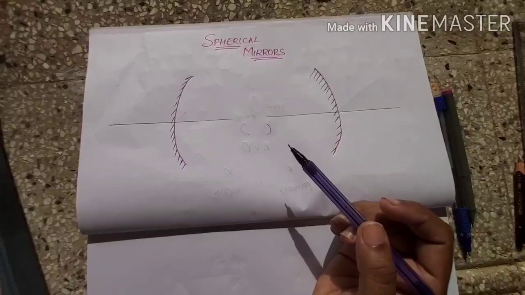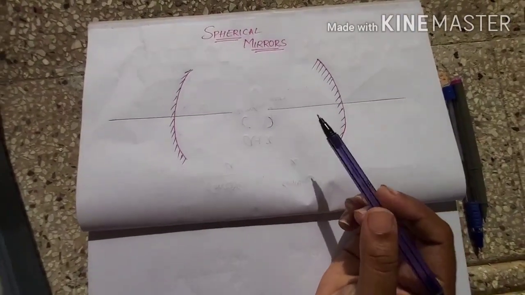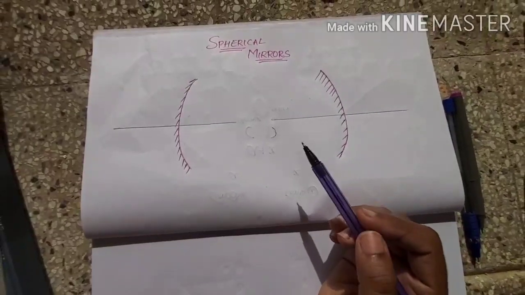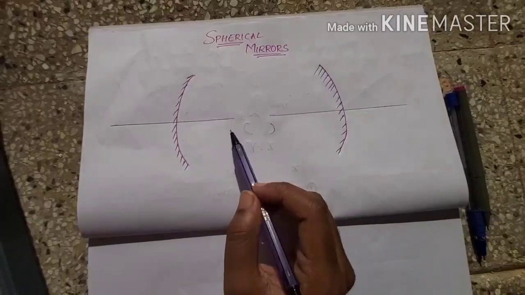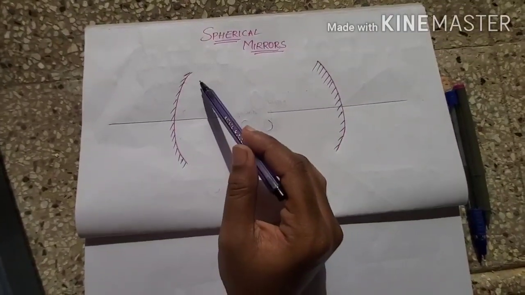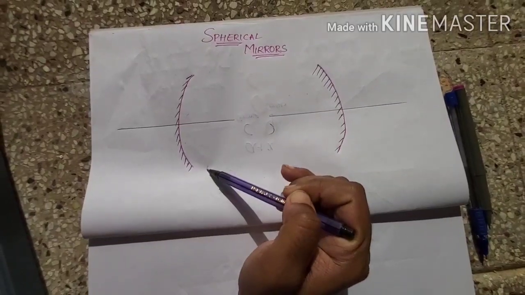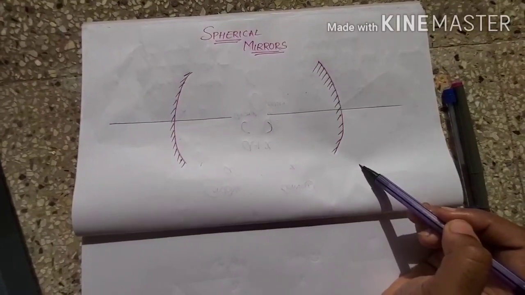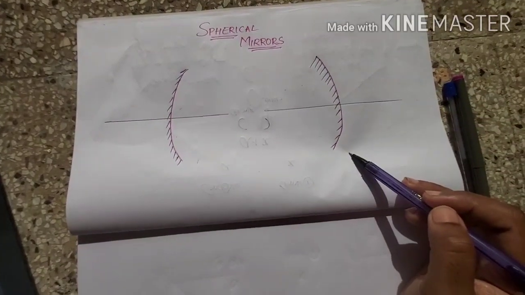Spherical mirrors, mirrors that form part of a sphere, are called spherical mirrors, and they are categorized into two types. One is concave and the other one is convex. Concave means if the reflecting surface is inward, then we call that a concave mirror, whereas for convex, if the reflecting surface is outward, then we call that a convex mirror.